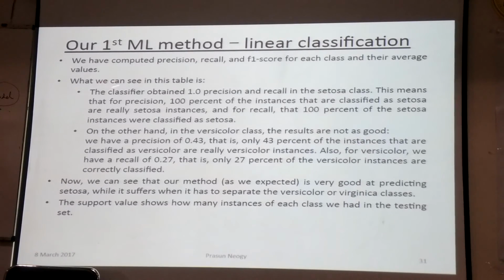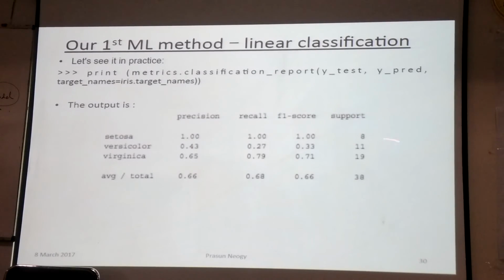we have completed this the same way. The classifier obtained 100% precision and recall for the Setosa class. This means that for precision, 100% of instances that are classified as Setosa are really Setosa, and likewise for recall. But on the other hand, versicolor and virginica results are not good.